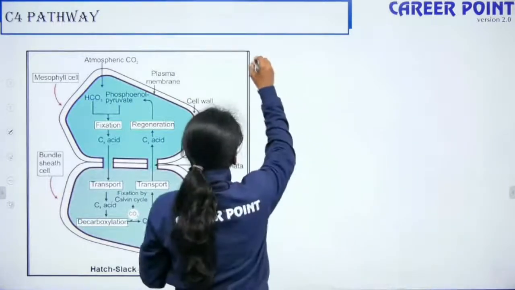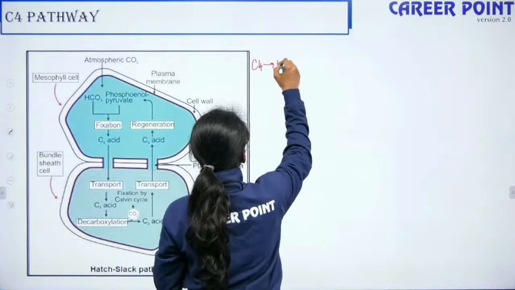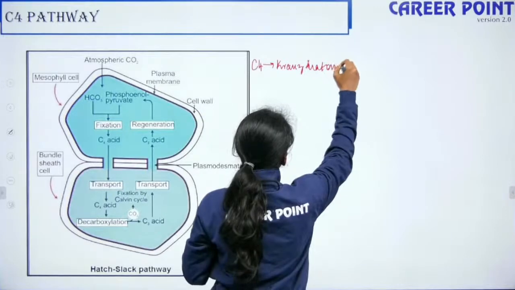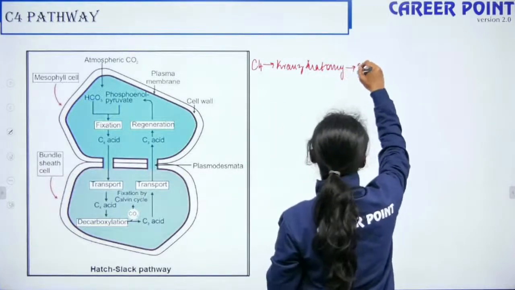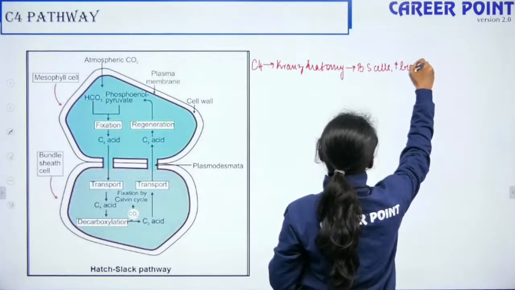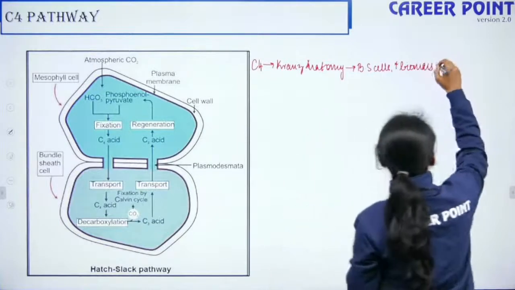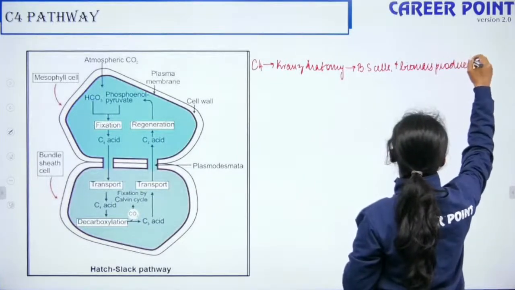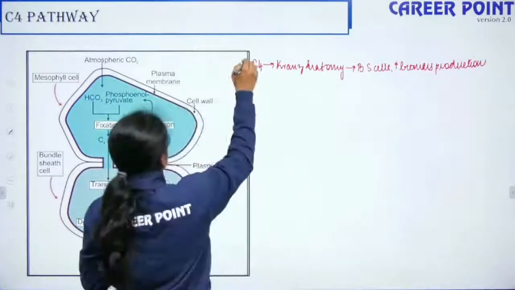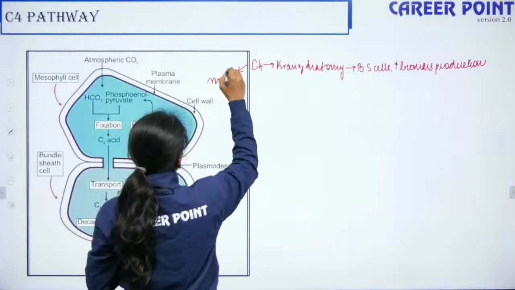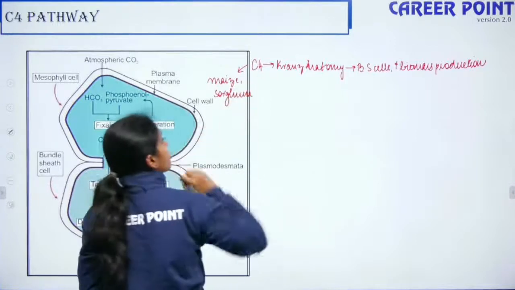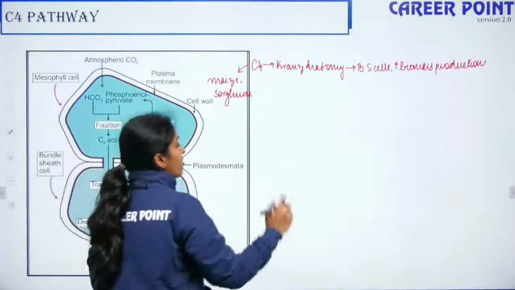You should understand C4 plants have a special type of anatomy, that is called your Kranz anatomy. Kranz anatomy indicates that they have a large amount of bundle sheath cells. They have increased biomass production, meaning they produce more glucose. Biomass is your organic matter. They also manage with a limited amount of water. Examples of C4 plants can be maize, can be sorghum. Fine? Okay.